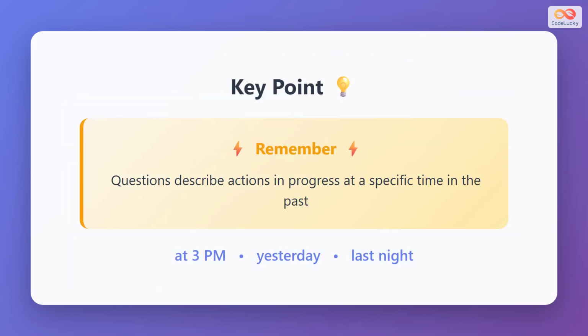Remember this important point. Past continuous questions always describe actions that were in progress at a specific time in the past. We often use time expressions like at 3 p.m., yesterday, or last night to specify when the action was happening. This helps make your questions clear and precise. Practice using these patterns, and you'll become confident asking about past ongoing actions in no time.